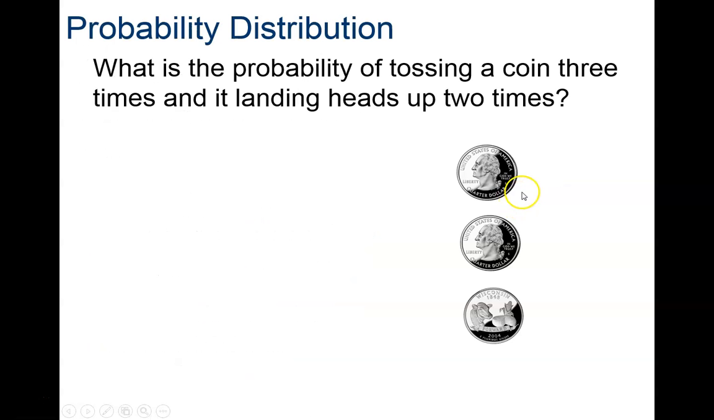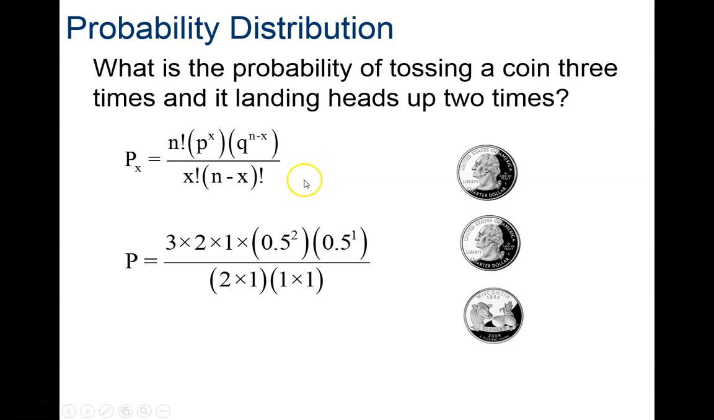Okay, so what is the probability of tossing a coin 3 times and having it land heads up 2 times? Okay, so we're going to use the binomial process. So we're flipping it 3 times, so that's n. So n factorial is 3 times 2 times 1. Okay. P is the probability of success on a given trial.